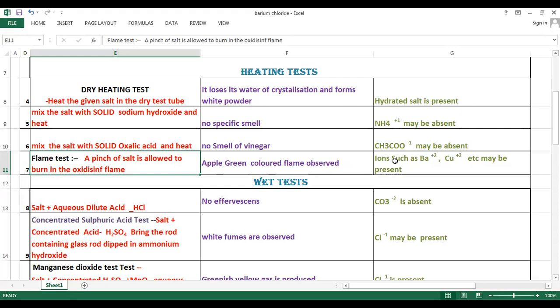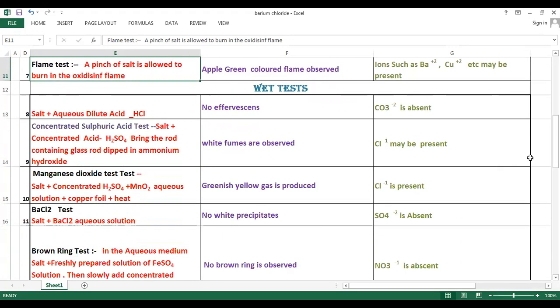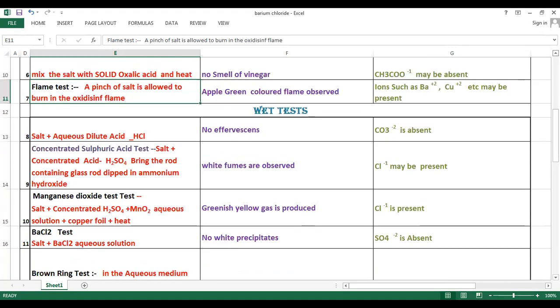may be present. Now you might have seen that the color of the salt is white, and that is why we have already understood that Cu+2 should be absent. So we can say that there is more possibility of having Ba+2 on the basis of the flame test, my dear students.